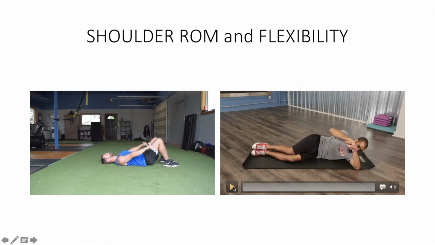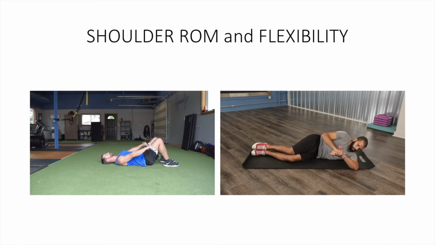This next one is for internal rotation. Just lay on your side with your arm perpendicular to you and use the other hand to push down and rotate that forearm to the ground. Then you just hold that stretch.